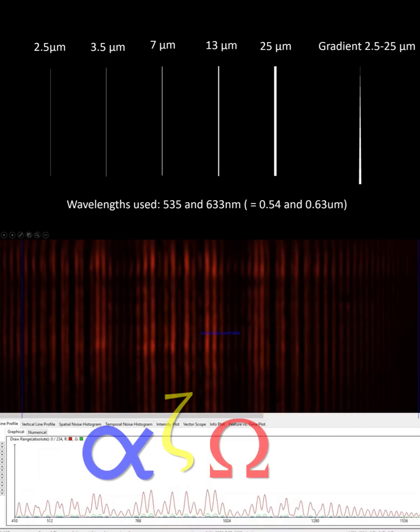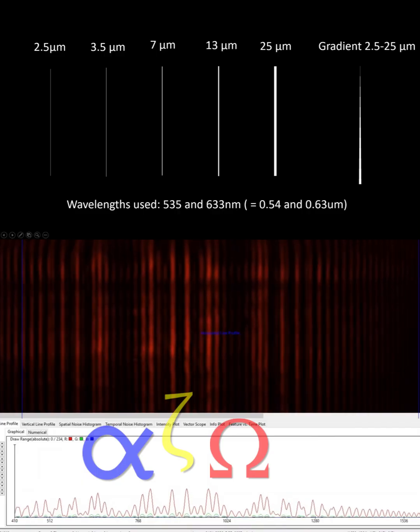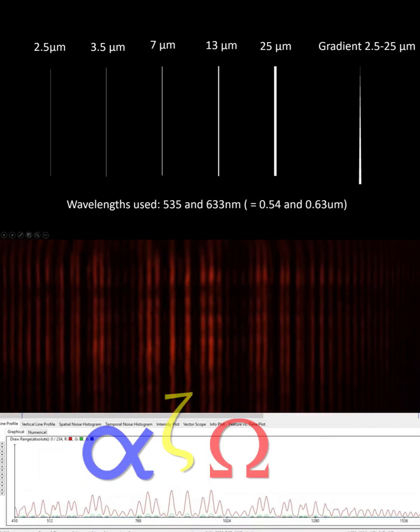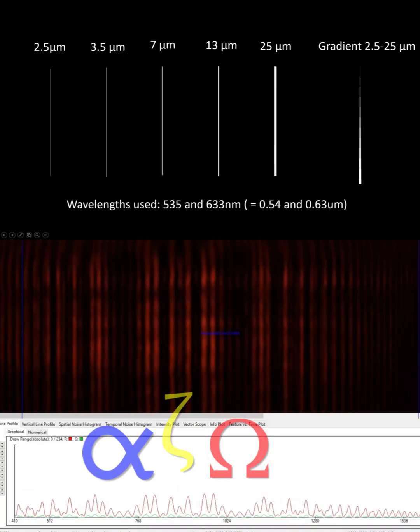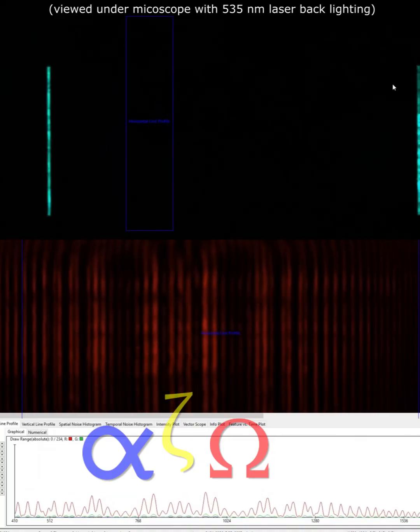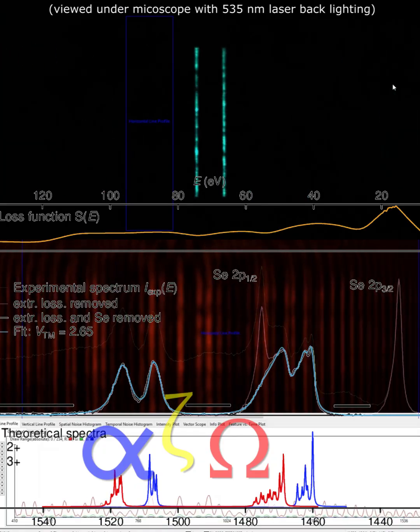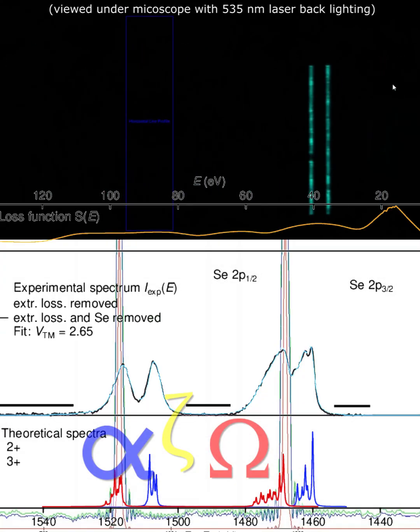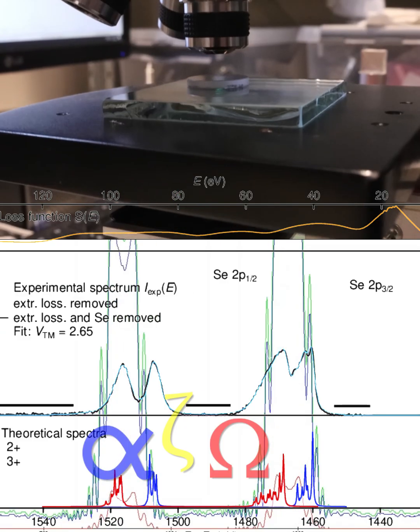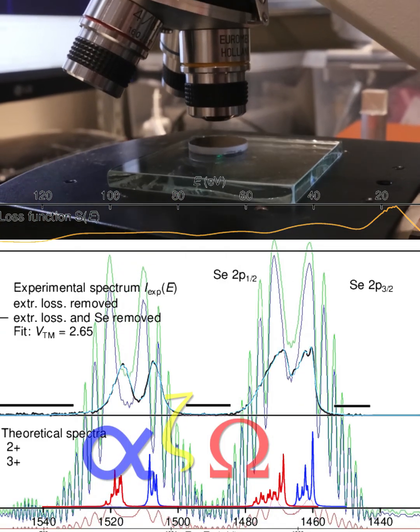So to perform the experiment, I made various slits ranging from 2.5 to about 25 microns. And in the experiments, I also varied the distance between the slits. So let me first show you what you actually see in the experiment, and after that, let's have a look at how the experiment works and how the images were made.